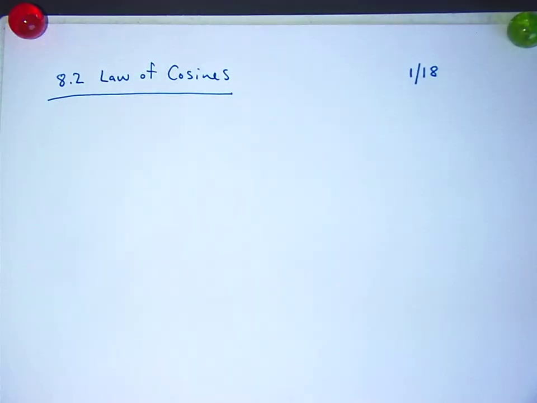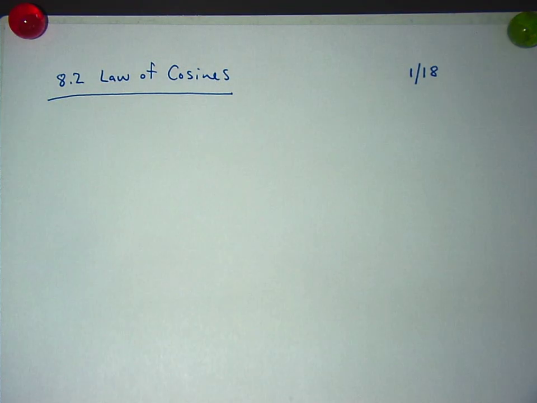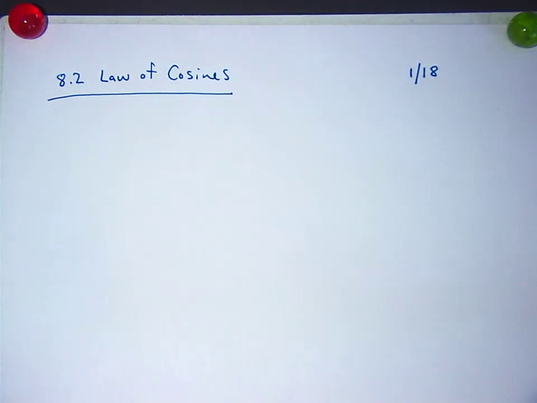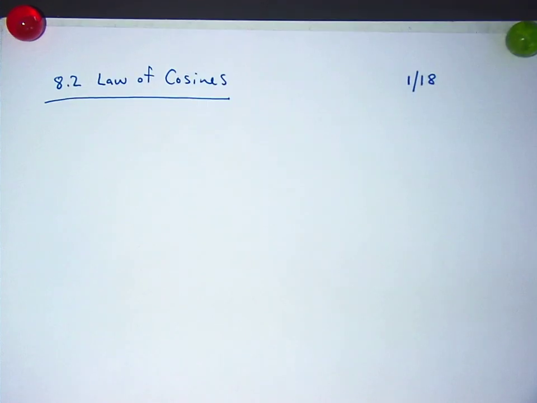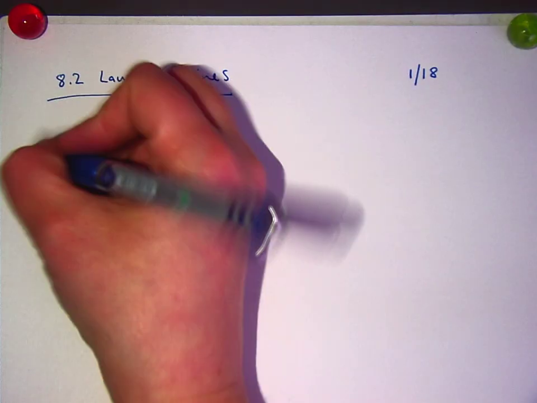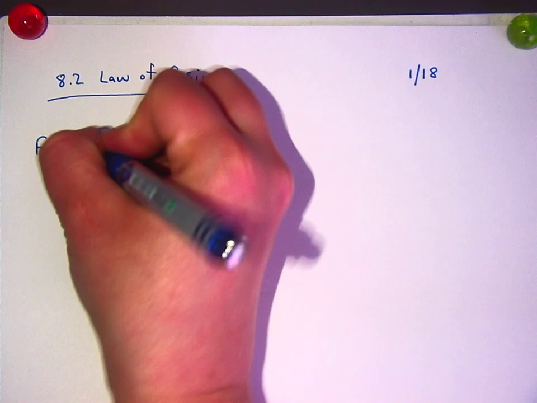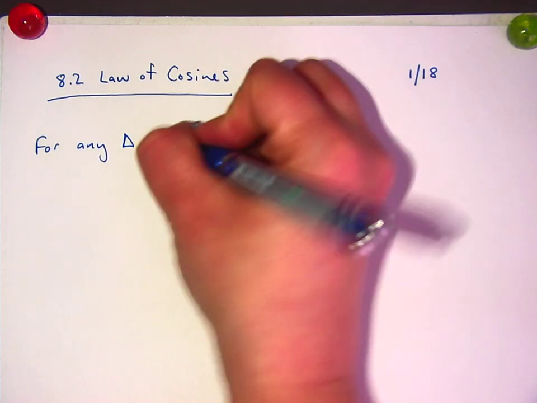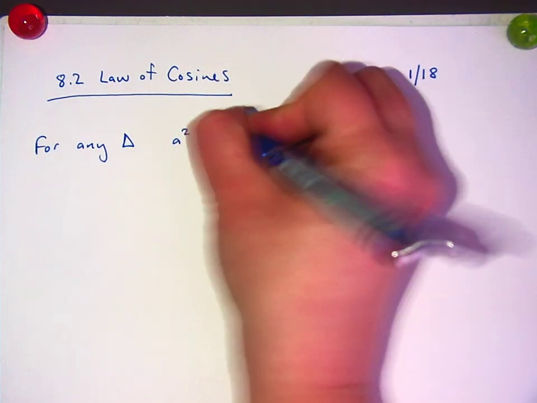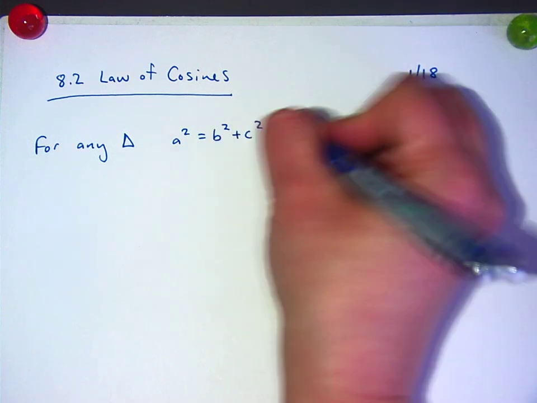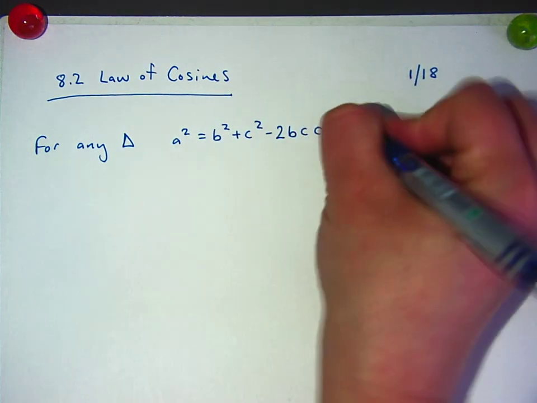Okay, law of cosines. We're gonna start with just the basics of what law of cosines is. Okay, this is for any triangle. A squared equals b squared plus c squared minus 2bc cosine A.